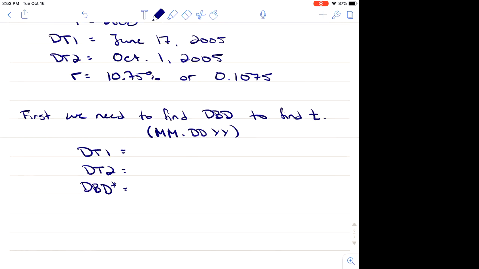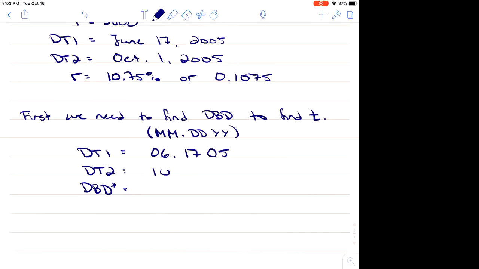Okay, so in this format, date 1 is June, so 06, the date is 17 and the year is 05. Date 2, October is what, the 10th month? First day of 05.